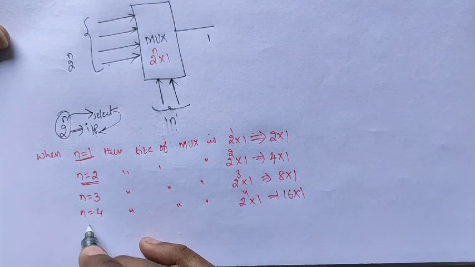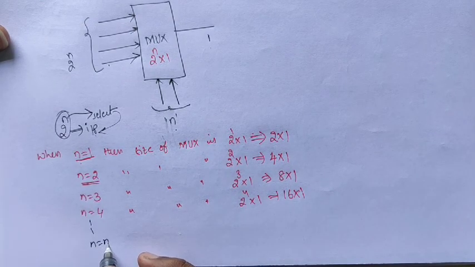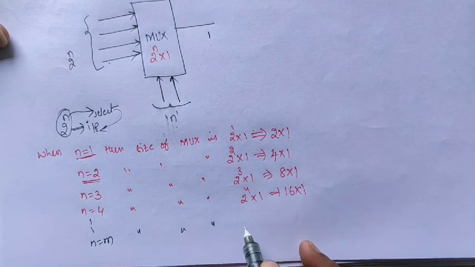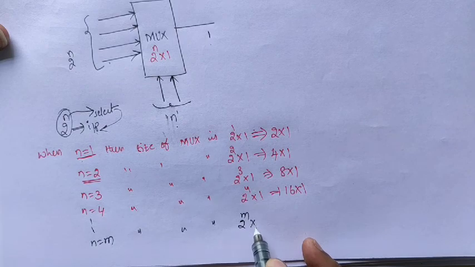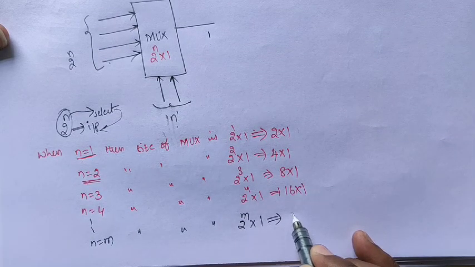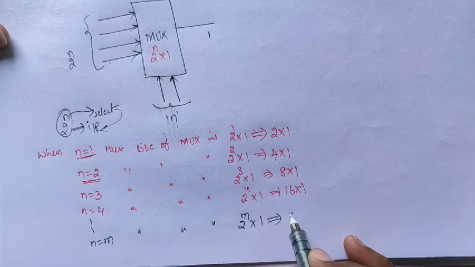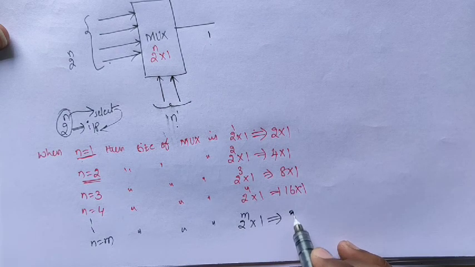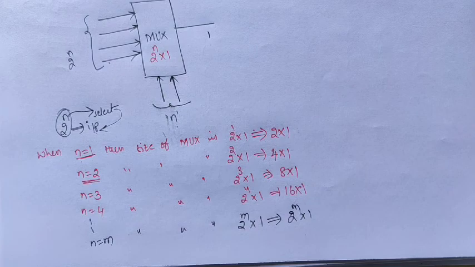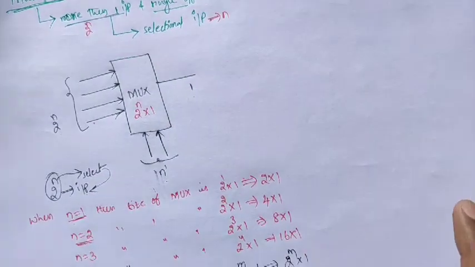And so on. When n is equal to m, what is the size of the MUX? Directly we can write the size of the MUX is 2 to the power of m by 1, where m is the number of selection inputs. Clear?